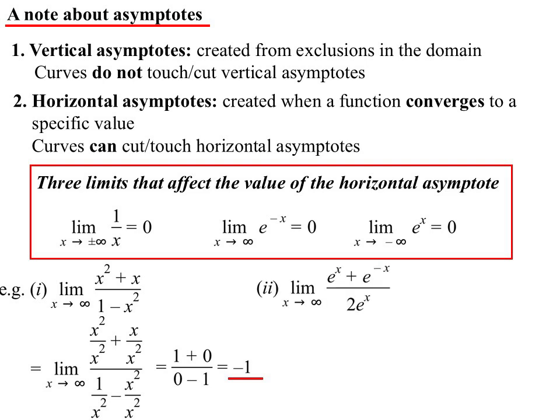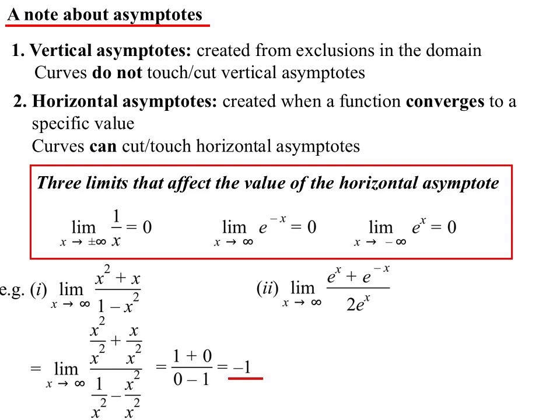If I wanted to investigate this function, e to the power of x plus e to the power of minus x over 2e to the power of x, as x approaches infinity, what I would like to do is rewrite this fraction so that all of those exponentials are to either a negative power or a positive power. Which one to pick comes down to where I'm investigating. If I'm investigating x approaching infinity, then I would like it in terms of the negative power, because I know that limit will go to 0.